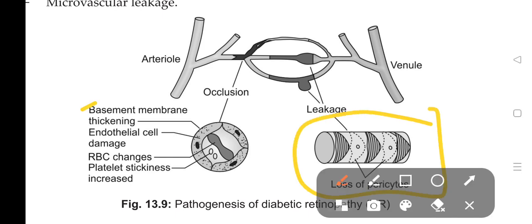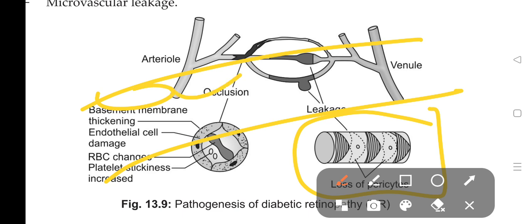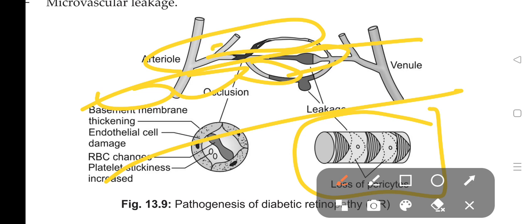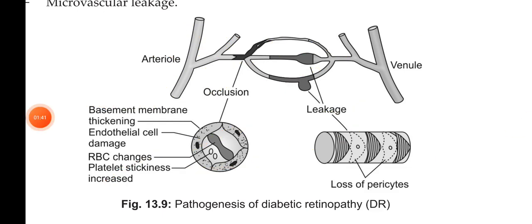This is the blood vessel. The blood vessel will have endothelium, and outside will be pericytes. Pericytes help in contraction of the blood vessel. Here there is loss of pericytes, meaning pericytes are lost. That's why there is exudation, meaning fluid comes outside.